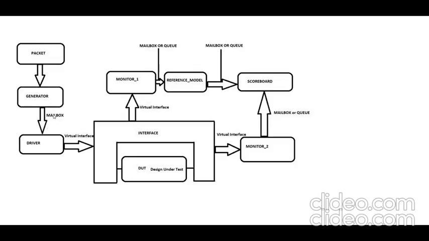If you are aware, a mailbox has two methods, put and get. With the help of put, the generator will put some information into the mailbox, and the driver will use the get function for getting the information from the mailbox. So the generator is randomizing the information and putting it into the mailbox, and the driver is taking that information. Generally, that input information we are randomizing, and the input information we are passing to the driver. Now we are driving that information to the interface.